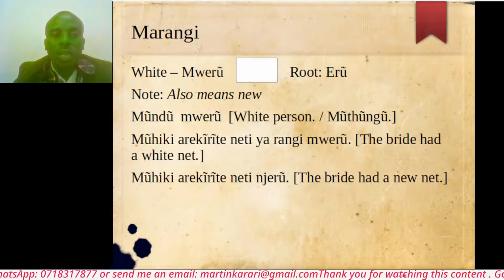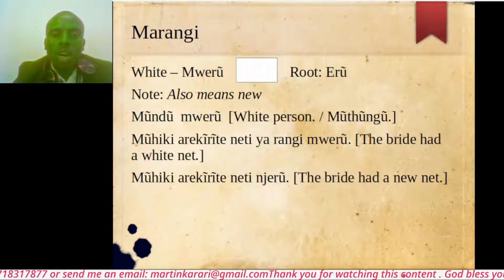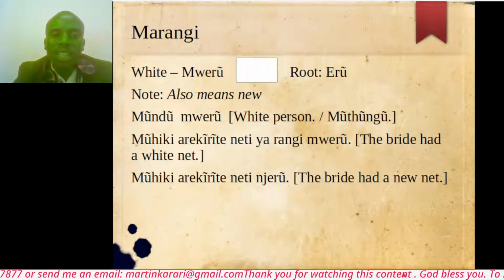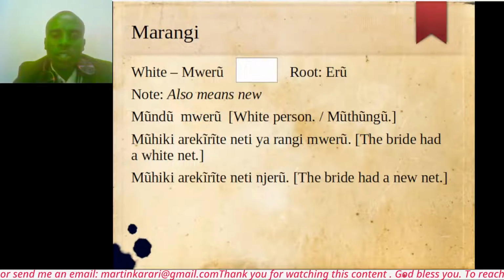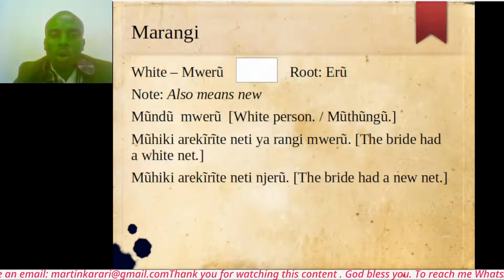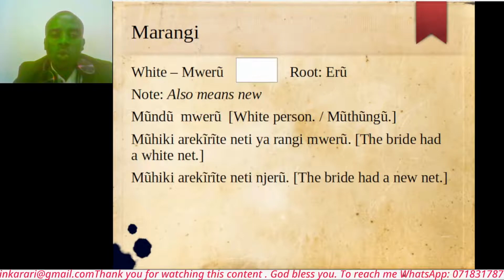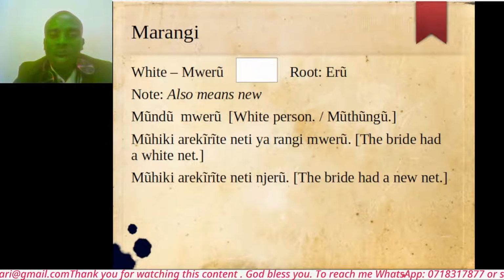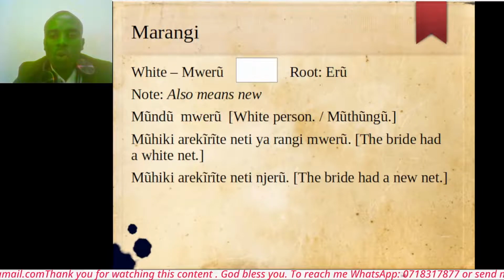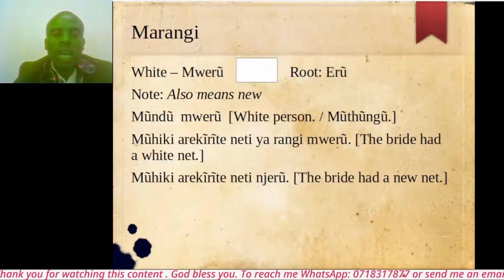Let's check in examples. Mododo muero. That is to say, a white person. Also called modogo. When their name is adogo, adogo will now be adoero.